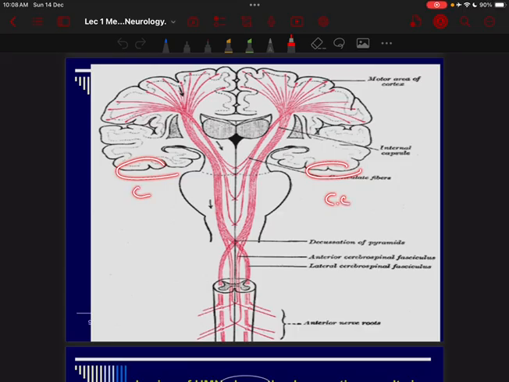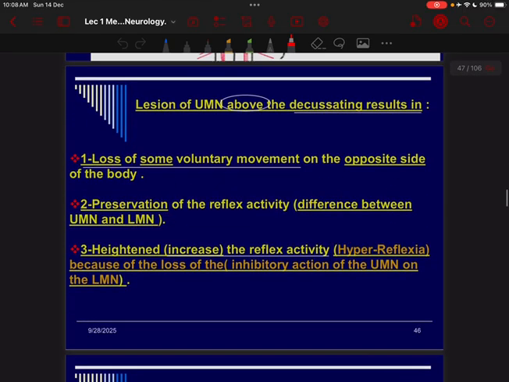Now, if we have a problem or a lesion in the upper motor neuron, we'll have the following signs.